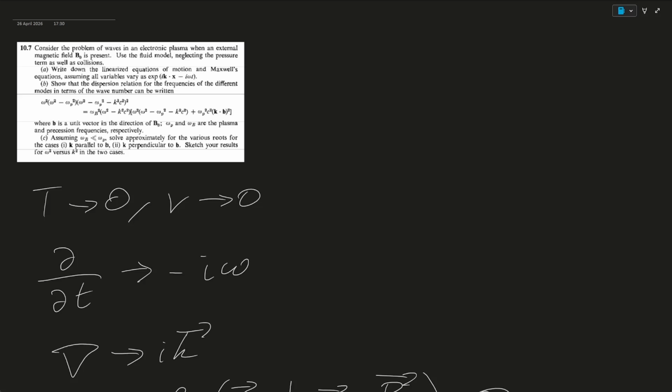Part B, which is maybe not so easy. Part B asks us to show that the dispersion relation for the frequencies of the different modes in terms of the wave number can be written as omega times (omega squared minus omega p squared) times (omega squared minus omega p squared minus k squared c squared) all squared is equal to omega b squared [(omega squared minus k squared c squared)(omega squared)(omega squared minus omega p squared minus k squared c squared)] plus omega p squared c squared (k dot b)all squared, where b is our unit vector in the direction of B naught. Omega p and omega b are the plasma and precession frequencies respectively.